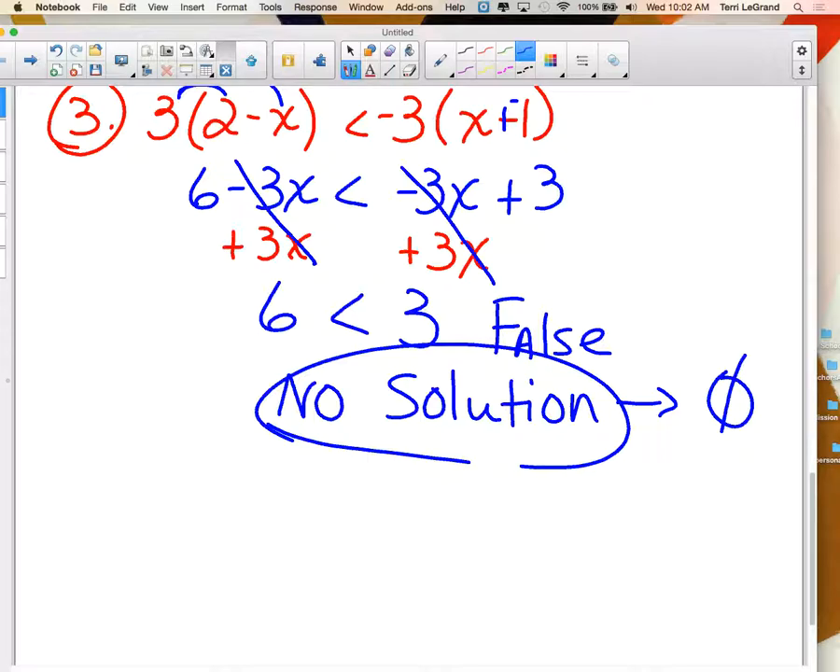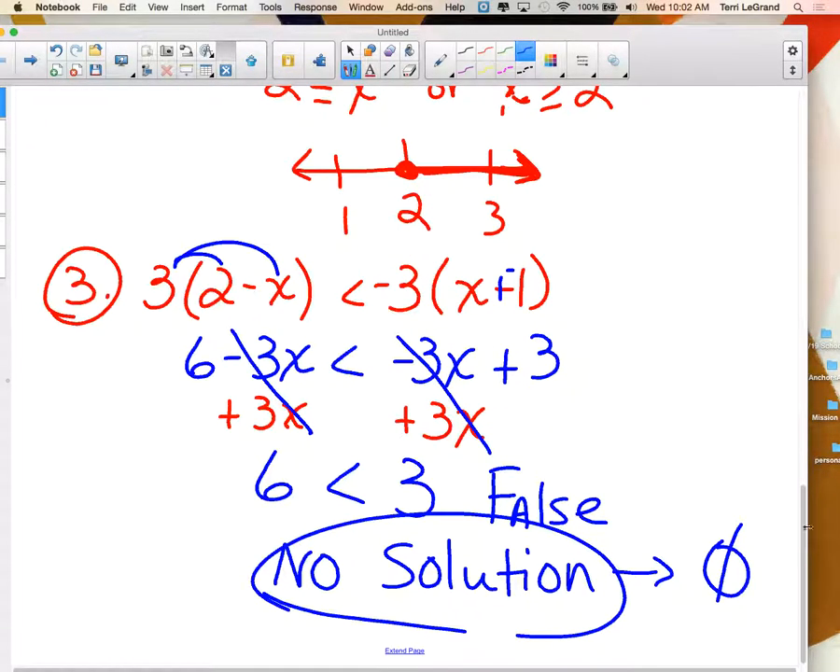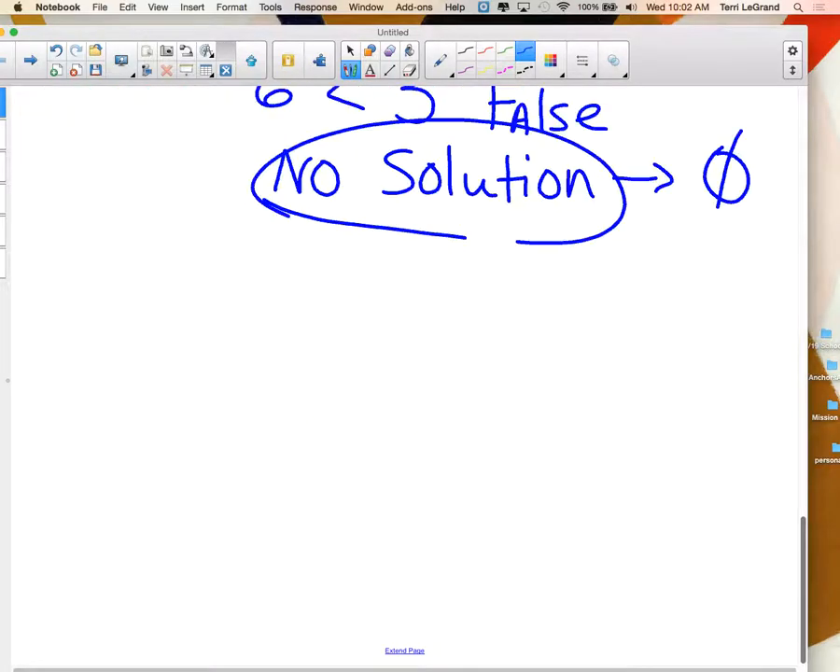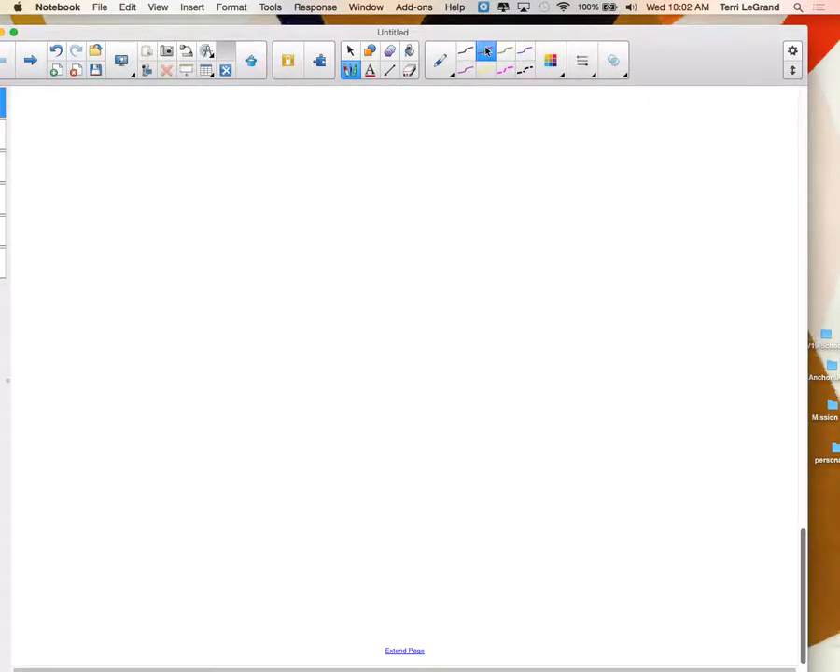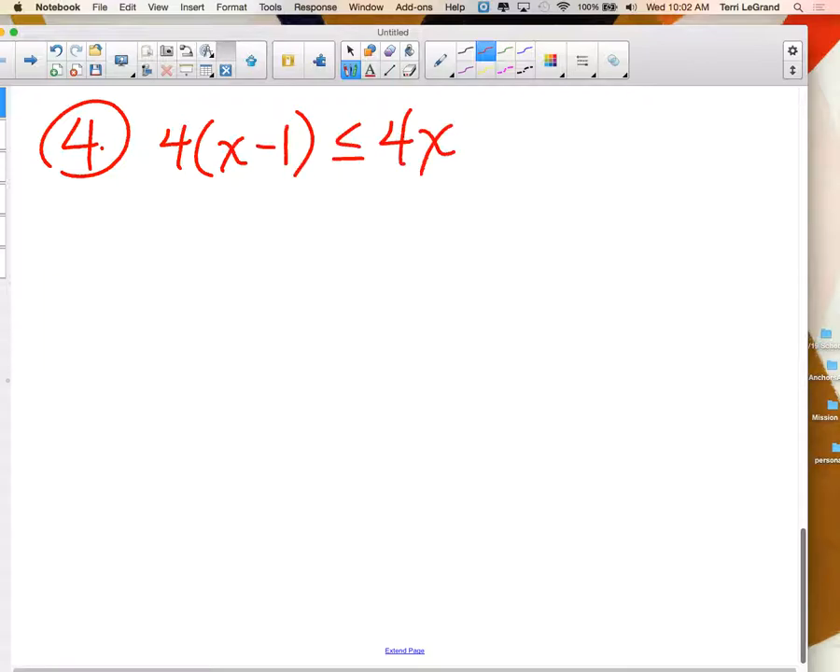Questions? Okay, next one. Give myself some more white paper here. Okay. What number are we on? 4. Okay, number 4. 4 times the difference of x and 1 is less than or equal to 4x. What are you gonna do first? Distributive property, simplify.